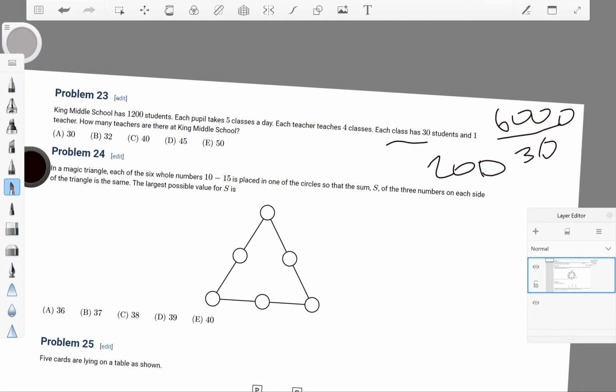Now, each teacher teaches 4 classes. So obviously, we're going to divide by 4 to find the number of teachers. 200 over 4 is equal to 50. So that is our solution. Alright, let's move on to the next one.